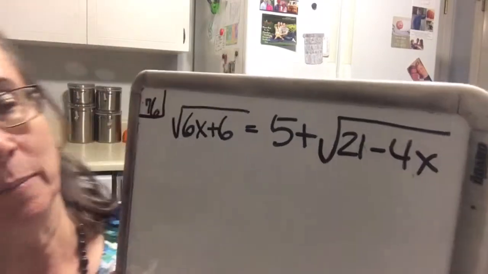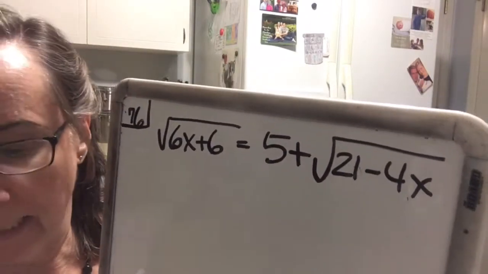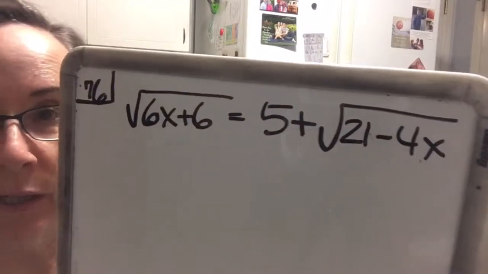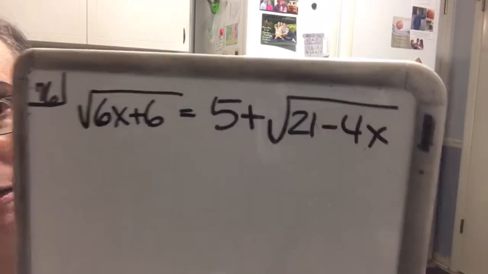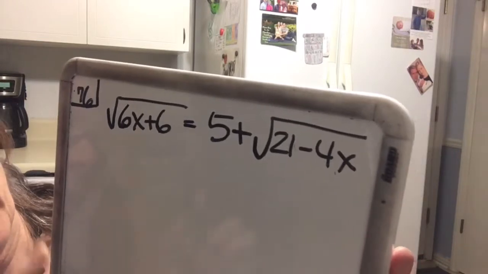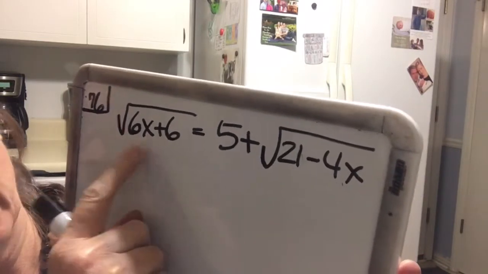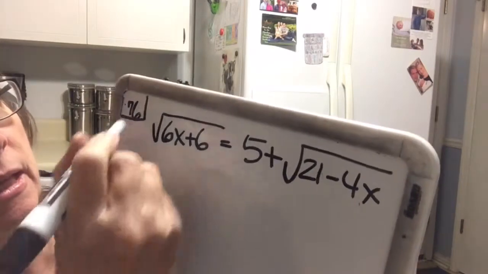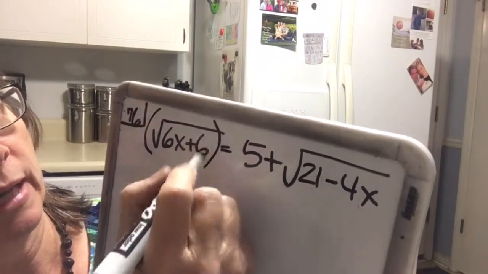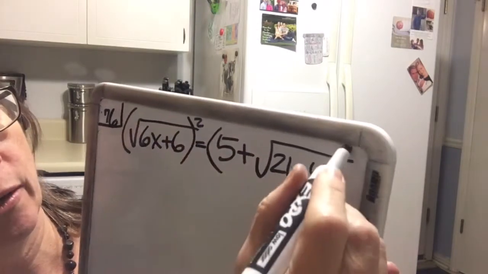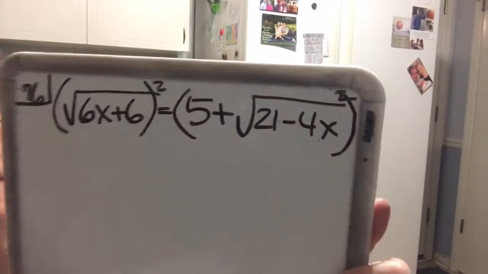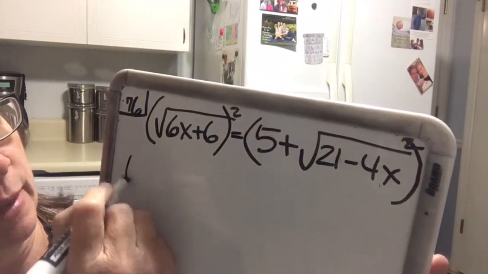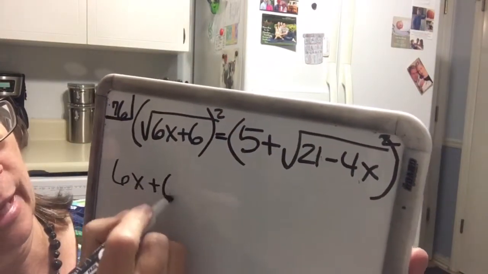All right, we are back with number 76, which is going to be the last of the radical equations that we work, and then we're going to work on some formula equations. On this one, since we already have one side isolated, we're going to go ahead and square both sides. So we will square the left and square the whole right side. Always whole sides.